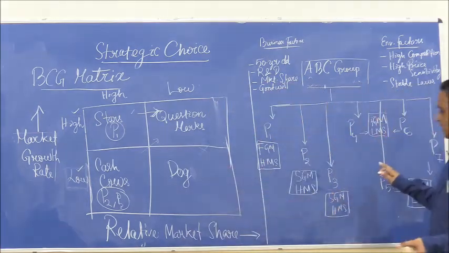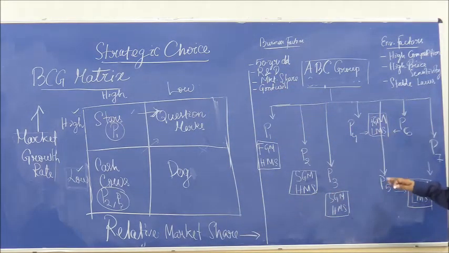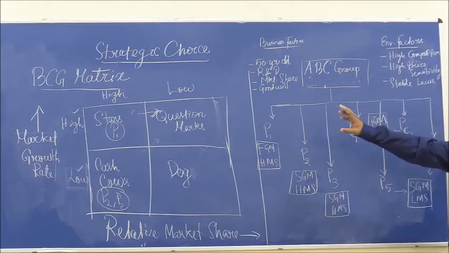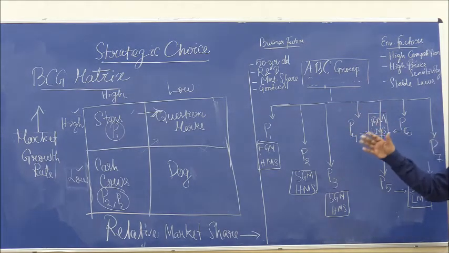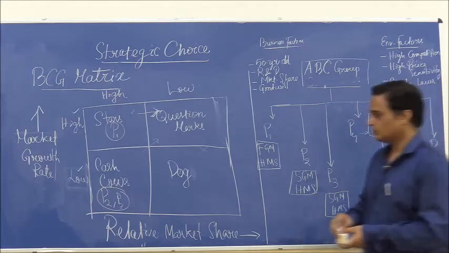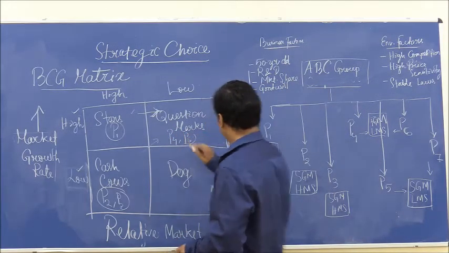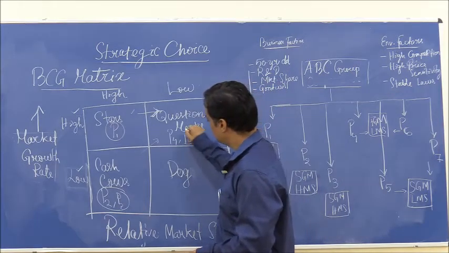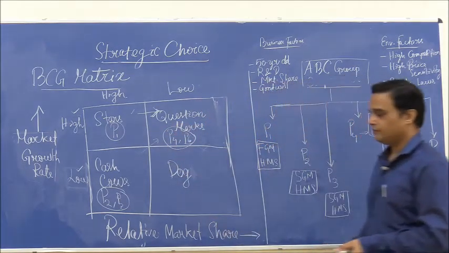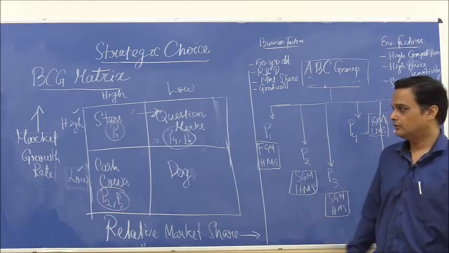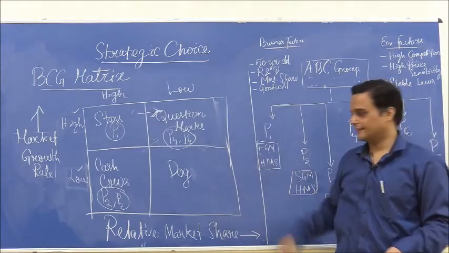So, in our diagram here of group ABC, we find that P4 and P6 operate in a fast growing market, a market which has got a high growth rate, but these two brands, their own market share is pretty low. So, what are we going to write here? P4 and P6. Is it P6? Yes. P4 and P6 are product categories, brands or SBUs which fall into the question mark category.